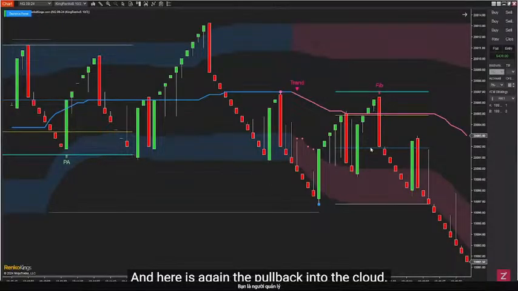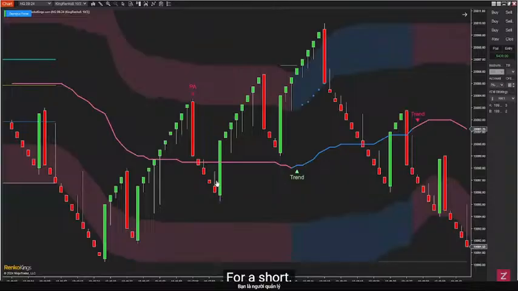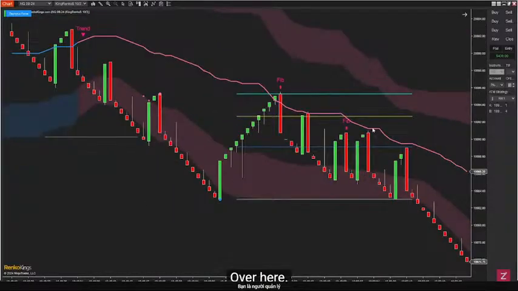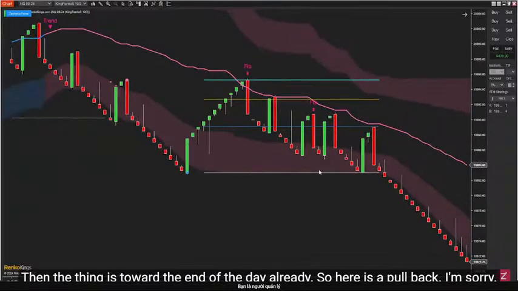But yeah, look at this Fibonacci short. I'm just going over here for the demonstration of it. It was a Fibonacci short.